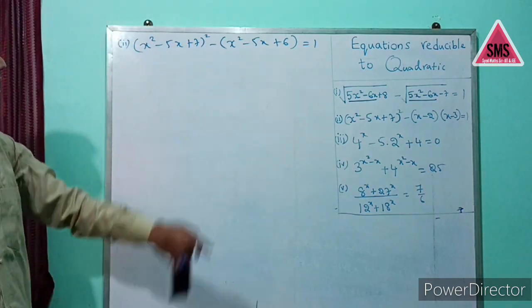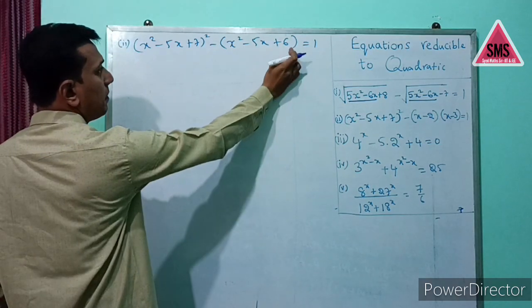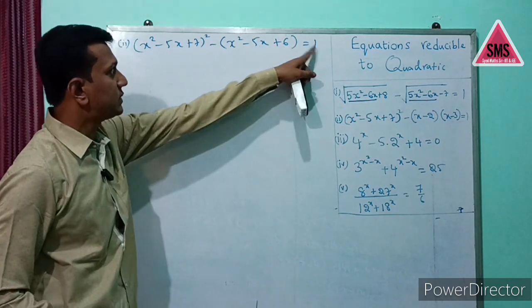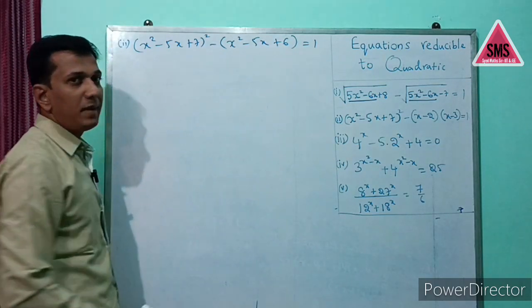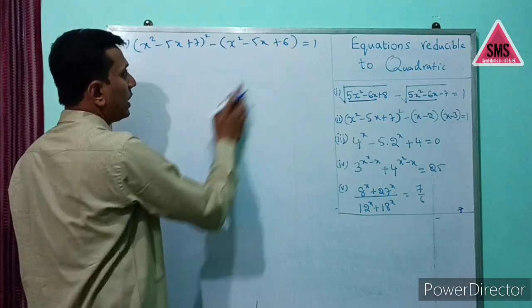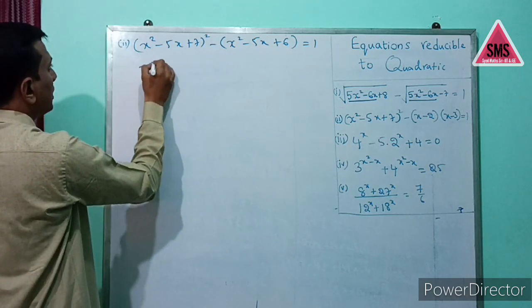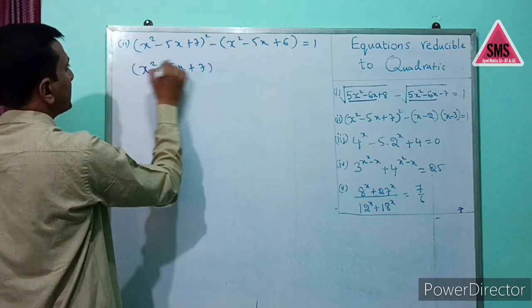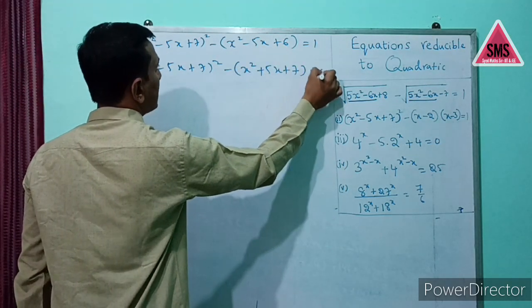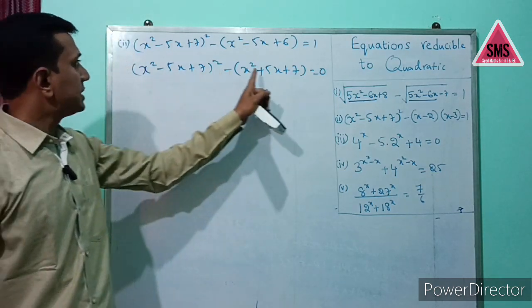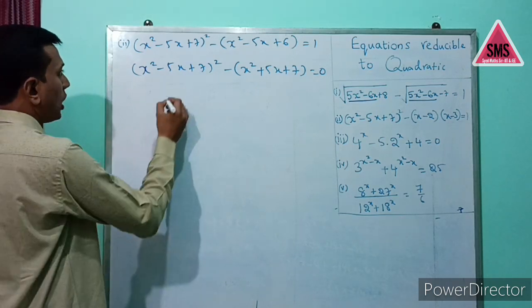So what is the common thing you are observing here? If you transpose this 1, it will become minus 1. When you multiply with minus, this plus 6 will become minus 6. Minus 6 and minus 1 will become minus 7. That means if you take minus common, you will get this kind of expression: x square minus 5x plus 7. Now within the bracket, the quadratic expression is the common thing.